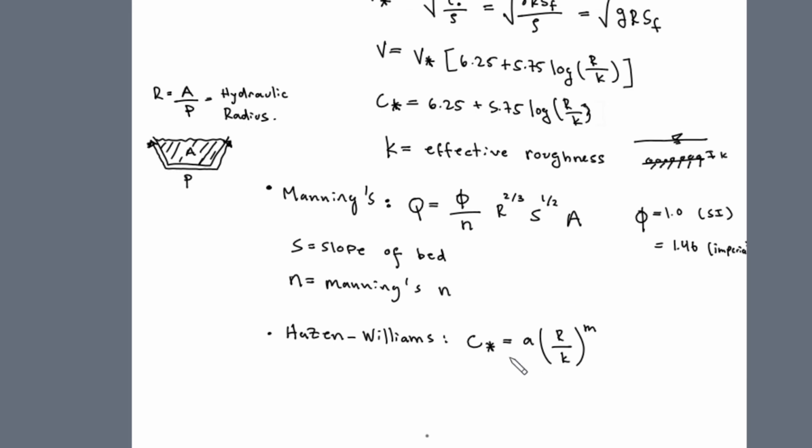And then Hazen-Williams is basically just a different formulation for C star that you would plug into Chezy's formula. And with that is just the A parameter and the M parameter. One thing to note about these equations is that there's a certain range of R over K values where Manning's formula will converge with Chezy's formula. And there's a certain range of R over K values that Hazen-Williams formula will converge with Chezy's formula.